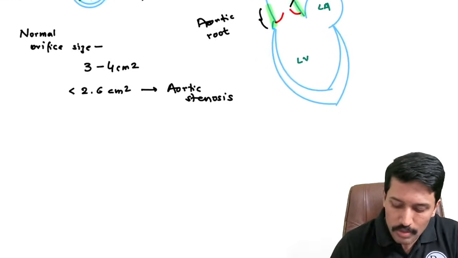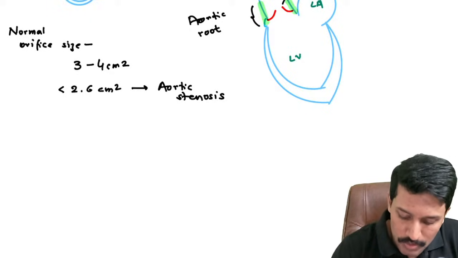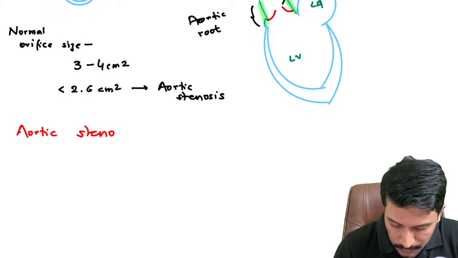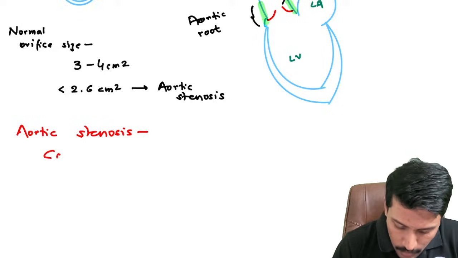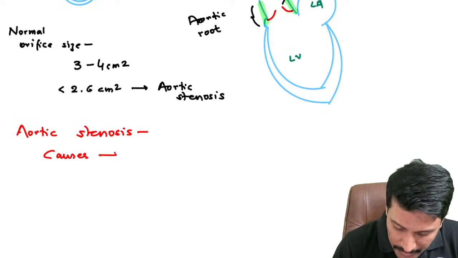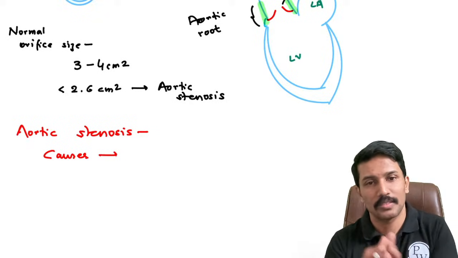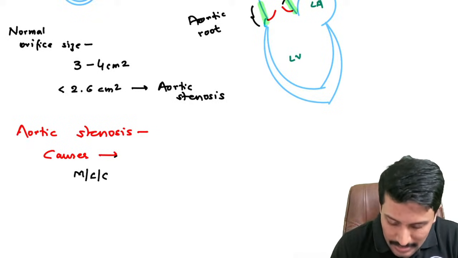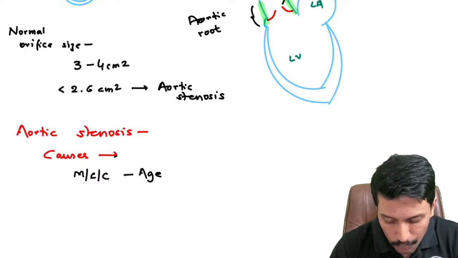Now let us talk about the causes. Why does this aortic stenosis happen? The causes wise, it is better if you mention the most common cause than the other causes. So the most common cause for aortic stenosis is age-related degeneration of the aortic valve.